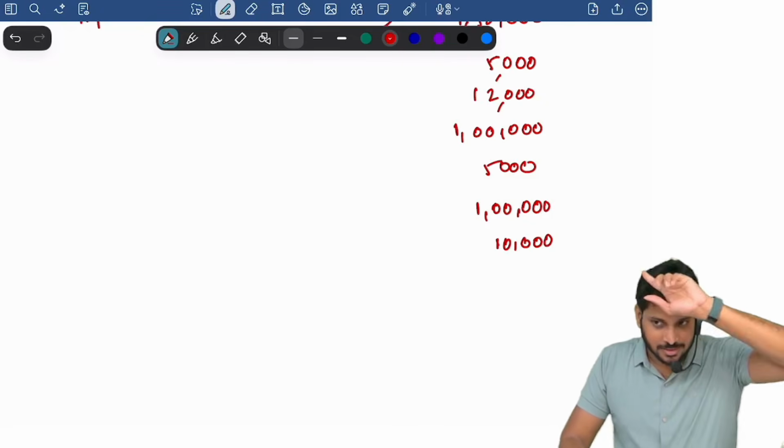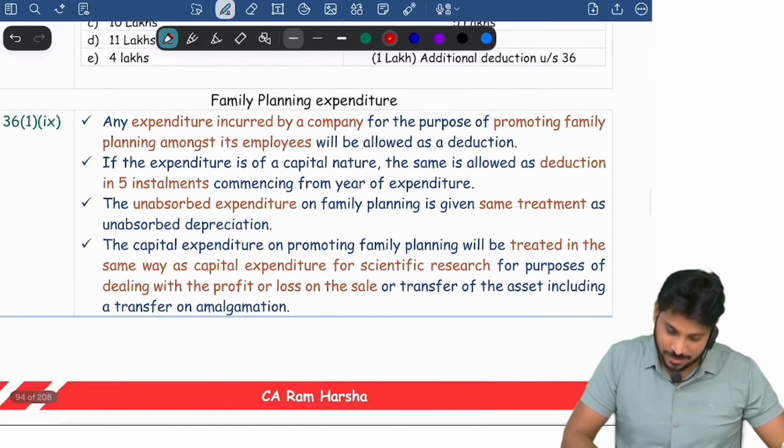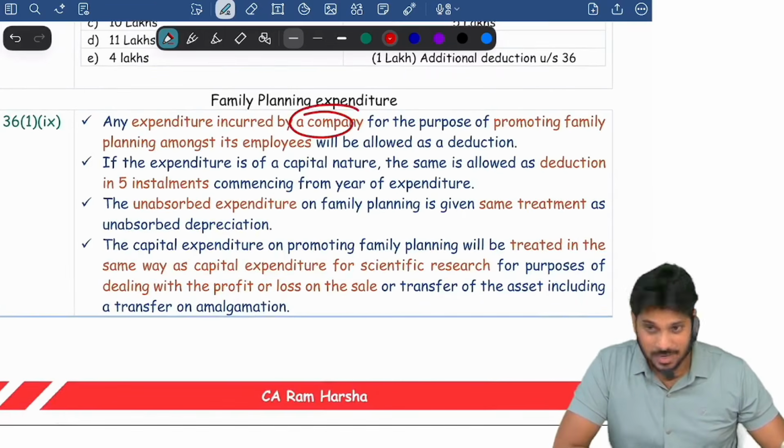The moment it comes to family planning, is it company SSE or non-company? We should see, because in our book it is clearly given. Company. For other SSEs, you won't get deduction.